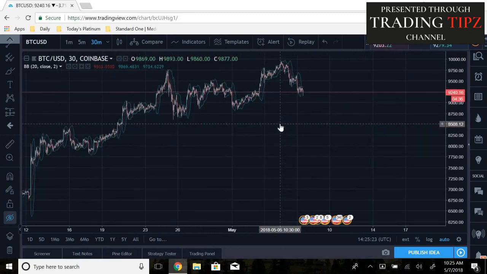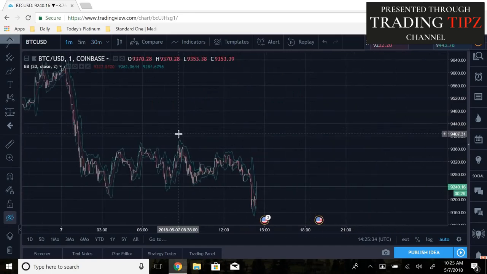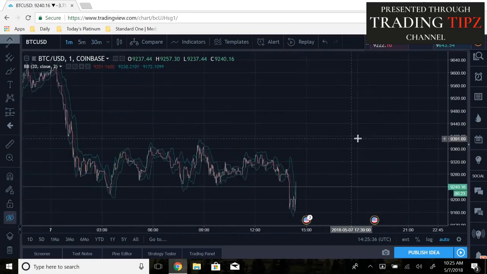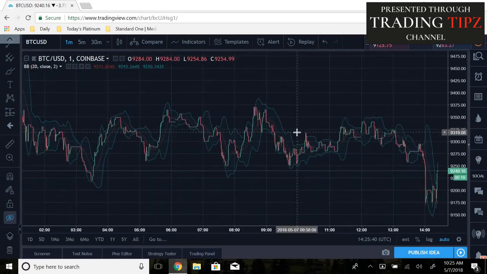Now, Bollinger Bands I really only use on the 1 minute or 5 minute charts, mostly just the 1 minute for quick trades, more so day trading. Once we jump into the 1 minute, you can see how this looks. The Bollinger Bands are pretty interesting. They have a line on the bottom, a line in the middle, and a line on the top.